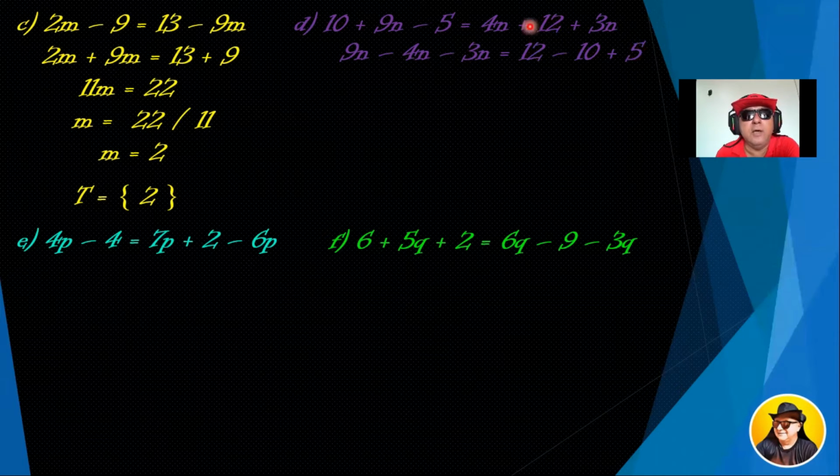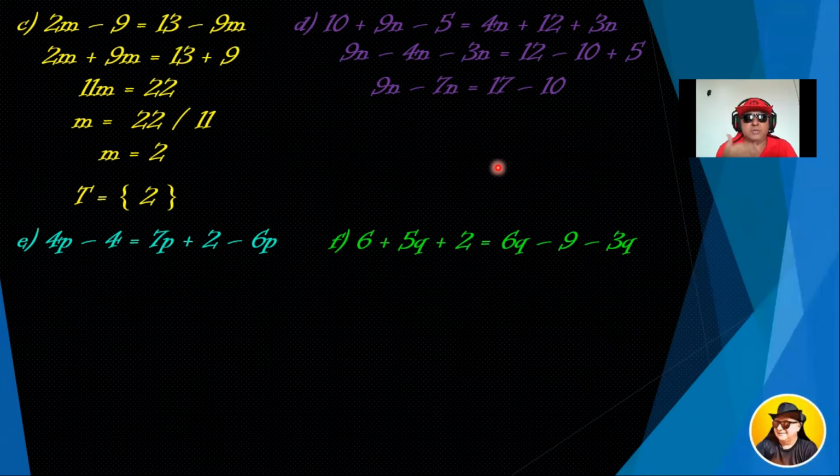So here I will have 9n minus 7n, and here 12 and 5 is 17, and 17 minus 10. See, I have 9n minus 7n, and 7n is the result of minus 4n minus 3n. 17 is the result of 12 plus 5, minus 10. Now I operate the terms of different signs.